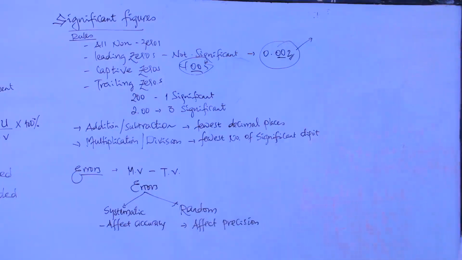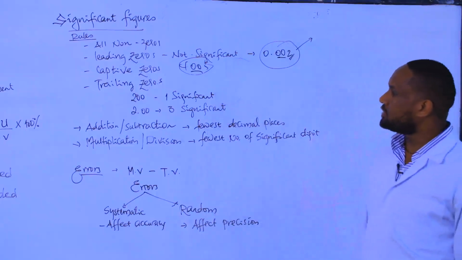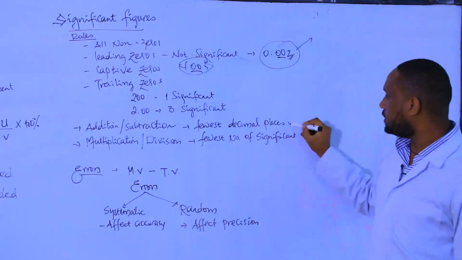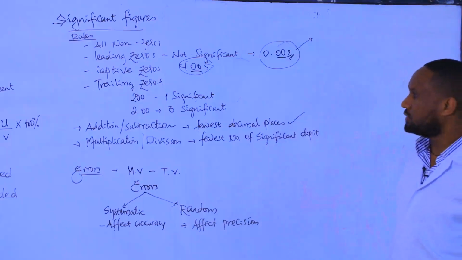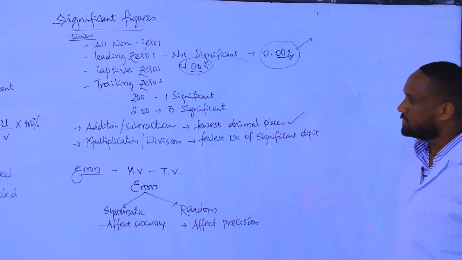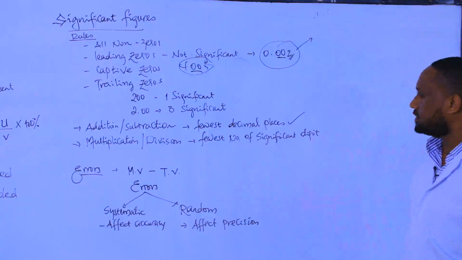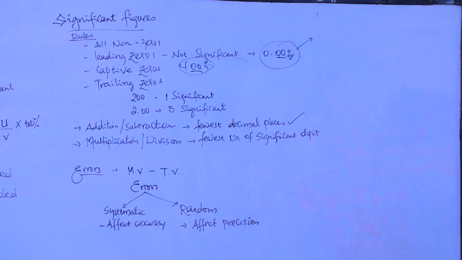So in adding and subtracting numbers with different significant figures, we only consider the lowest decimal place. The result should be written in the lowest decimal place of the two added numbers. But in multiplication and division, we consider the fewest significant digits, okay? The result should be reported with the fewest significant figures.